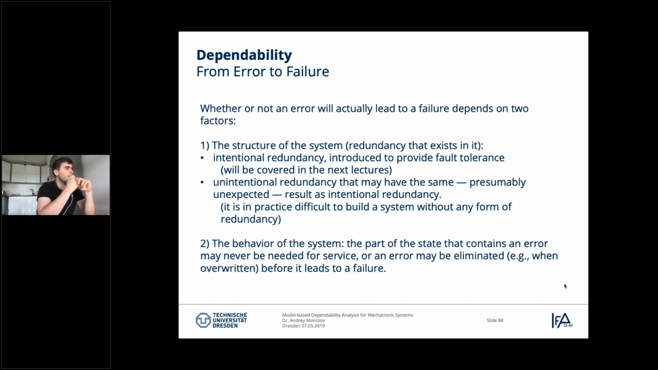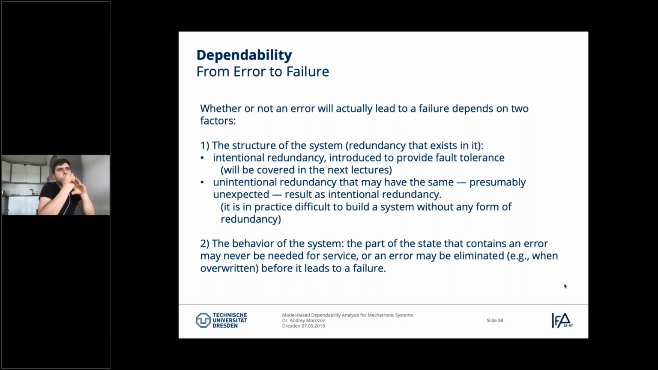Whether or not an error will actually lead to a failure depends on two factors. The first factor is the structure of the system. Basically this means redundancy. Is there any redundancy or not? For example, in planes, all of the sensors are triplicated. This is done because if one sensor is down, the other two will provide correct values, and we can do majority voting.